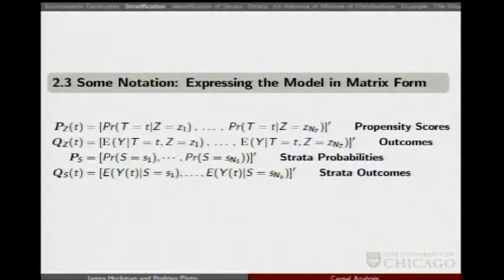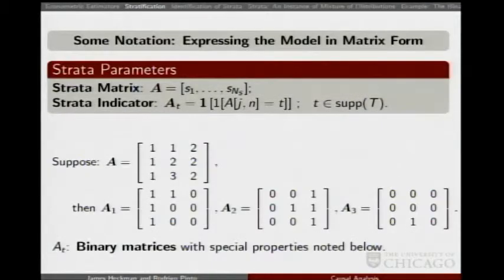And what I don't know is the probability of the various strata, the P sub S, or the strata outcomes. Those are the counterfactuals. Those are the ingredients. If I knew those, I could answer a lot of causal questions. And the question is, how can I go about addressing those questions?